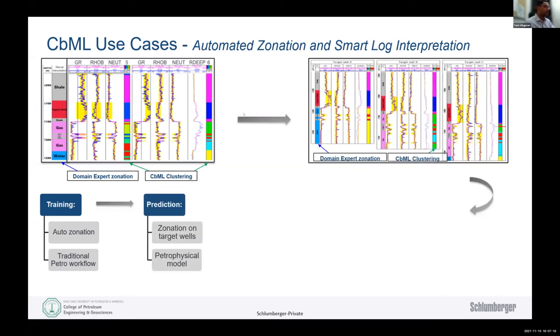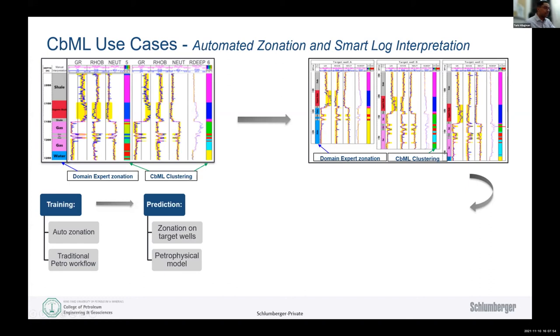Moving on to the prediction now. Once we are happy with the training that we did and the results that we got, we go to the prediction, and we introduce our target wells. We have three target wells here where we want to predict the zonation that we got from the training. We can see the CBML clustering on these three target wells matching very well with the domain expert zonation that was done.